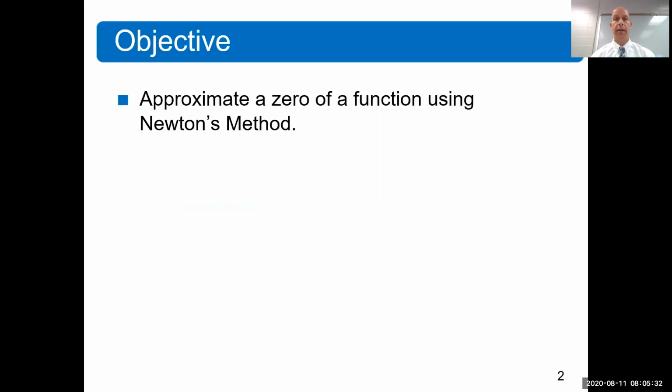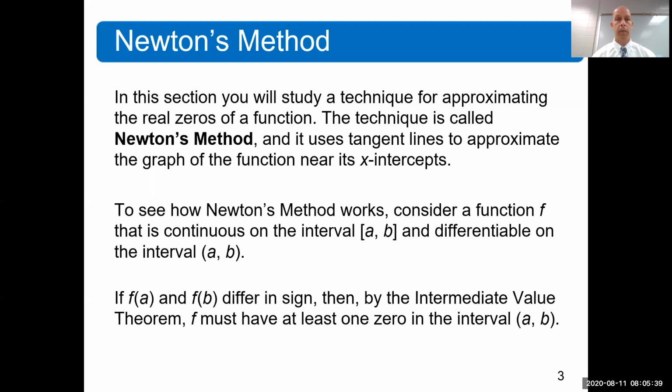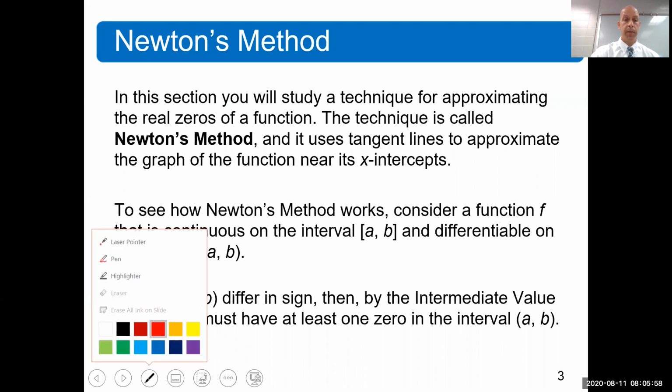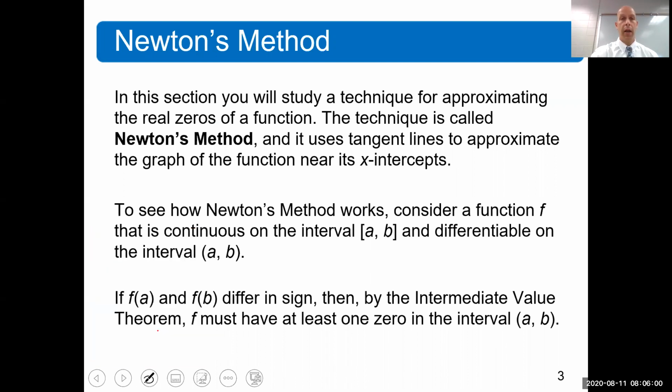So the objective for this lesson is to approximate a zero or zeros of a function using Newton's method. In this section, we'll study a technique for approximating the real zeros of a function. This technique is called Newton's method, and it uses tangent line approximation of the graph of a function near its x-intercept. Now remember, a zero is where it crosses the x-axis, so that's why we're making this connection here.